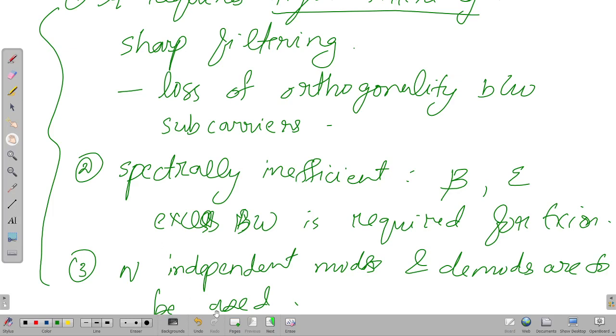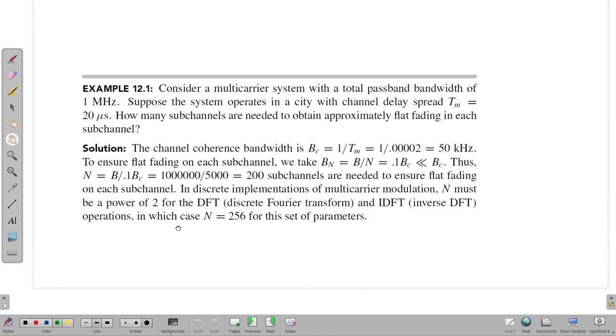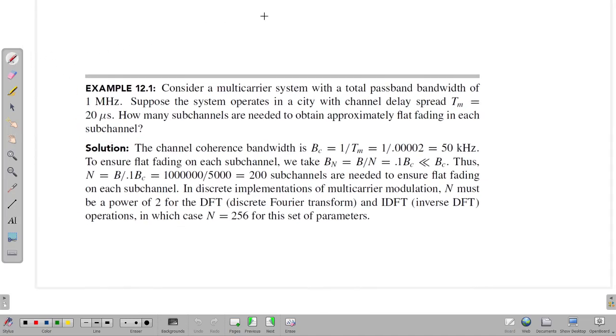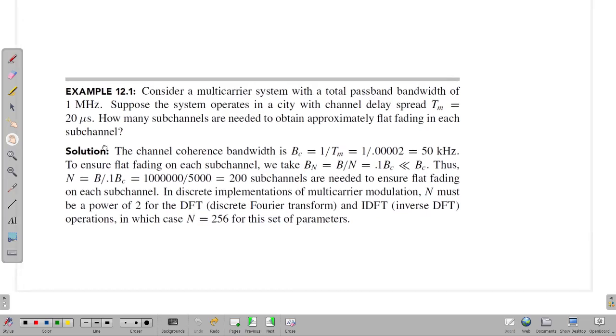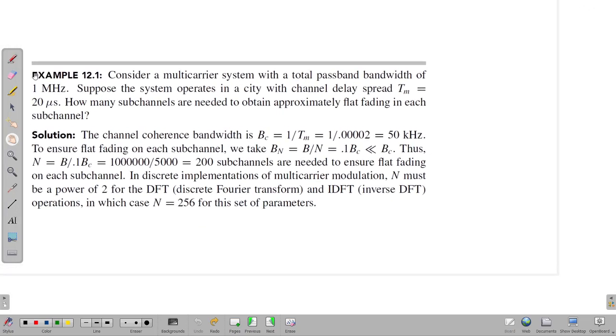Let us try to do some problems now to understand more about multi-carrier transmission. This is one of the example problems in the textbook. Consider a multi-carrier system with a total passband bandwidth of 1 megahertz. Don't take down the question now, just listen to me. You take down the main points and the answer. The question is there in the textbook, and I've shared the textbook with you also.